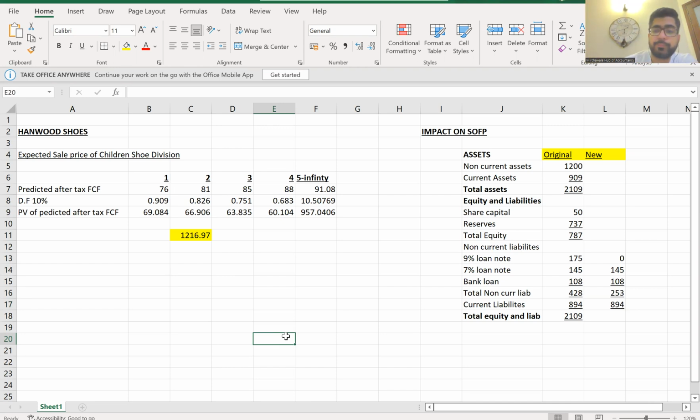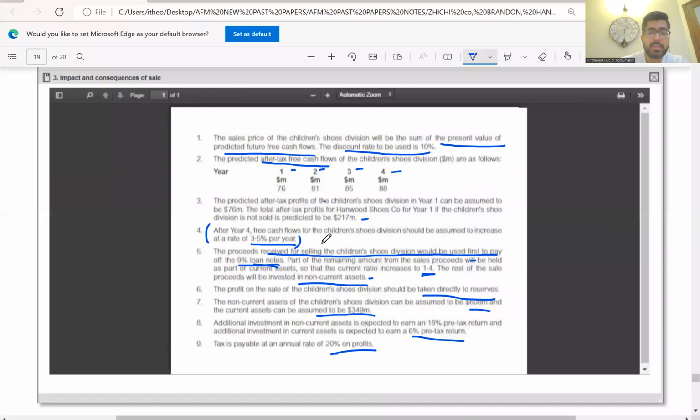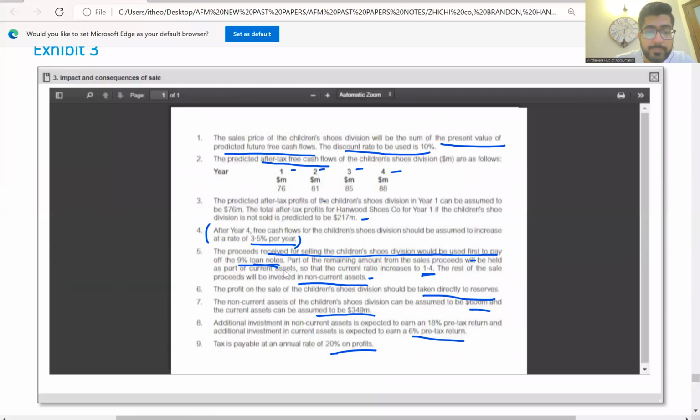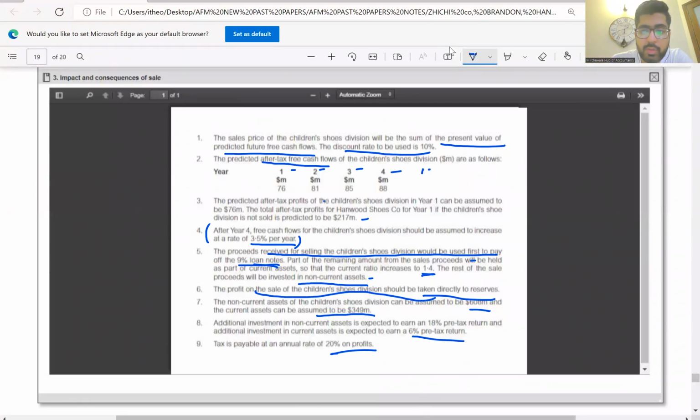Okay. So now, is this sale of the children's shoe division having any impact on share capital? No, you are not raising any shares, so same. Is this having any impact on reserves? Yes. It mentions the profit on sale of the children's shoe division should be taken directly to reserves. So how much profit are you getting? The sale price is 1217 million, the present value of future FCF.